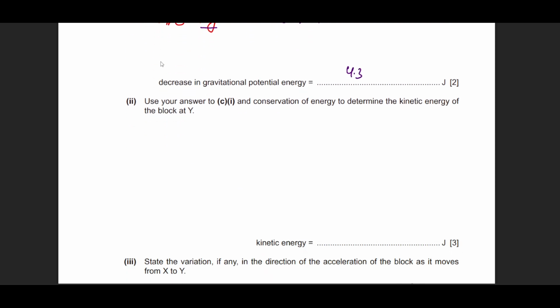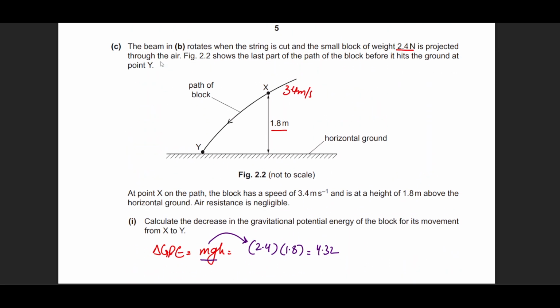Second part is going to call for law of conservation of energy. He says use your answer to C1, which is 4.3, conservation of energy, to find out the kinetic energy at Y. Now we know that the ball was already moving with some kinetic energy. So 2.4 divided by 9.81 multiplied by 3.4 whole square. It's already moving at a certain kinetic energy. Let's call this kinetic energy at X.